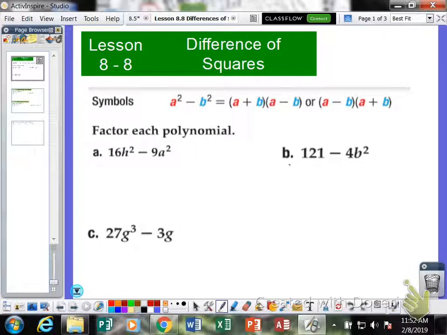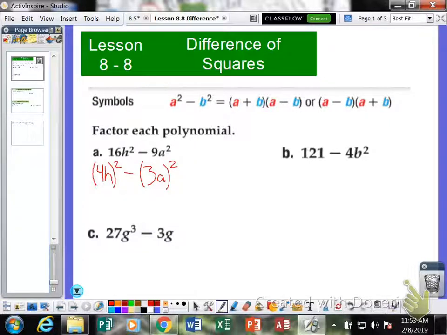So let's look at our first one. We have factor each polynomial. So A is 16h squared minus 9a squared. For this one, we can rewrite both of these terms as squares. So it would be 4h squared minus 3a squared. If I squared both of those quantities, I would get 16h squared minus 9a squared.